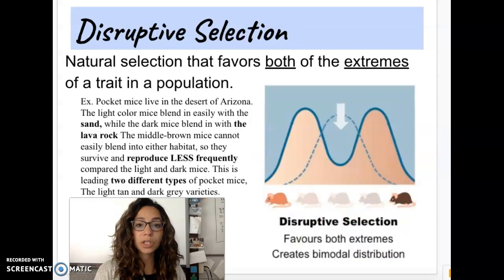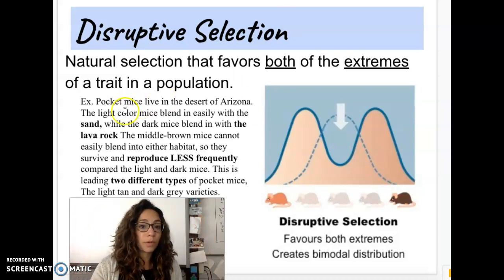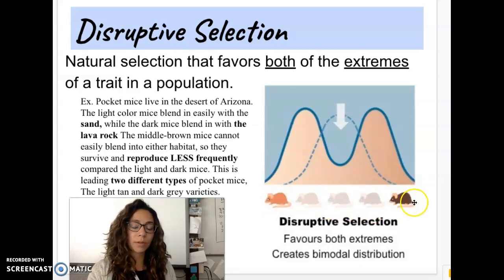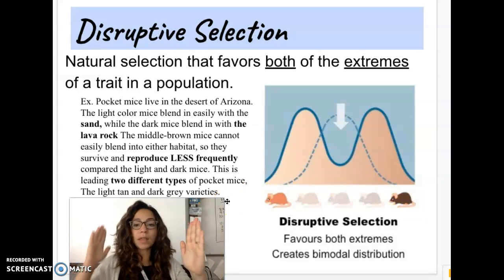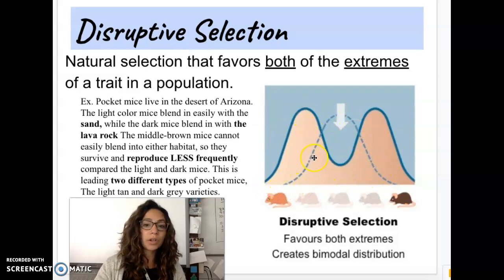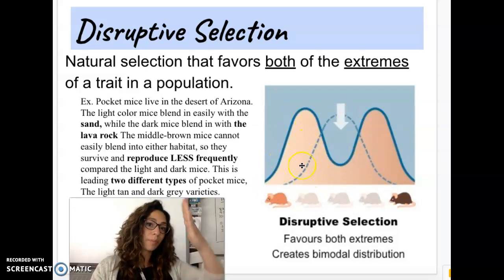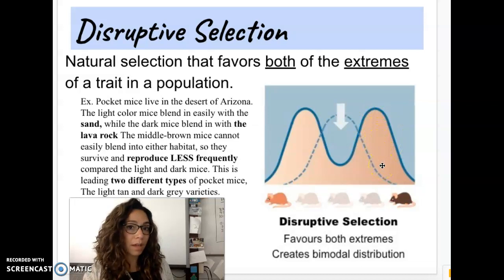The next type is called disruptive selection. So this is natural selection that favors both extremes of a trait in a population. So looking back to our rock pocket mice that we just talked about in the deserts of Arizona, they have a range of phenotypes from very light tan to very dark. Because of those 2 environments, the sandy desert environment and the lava rock environment, depending on where they live, we have a disruption in phenotypes. So the sandy colored mice do better in the sand environment, pass on their genes more frequently there. The darker colored mice survive better in the lava rock environment.